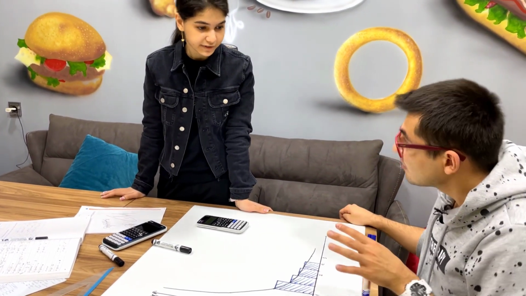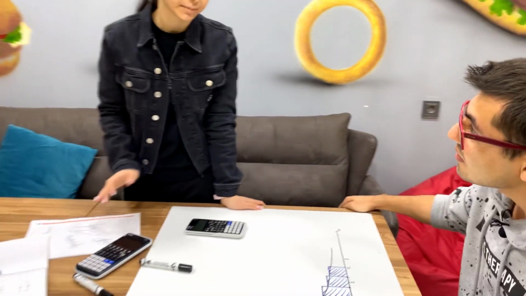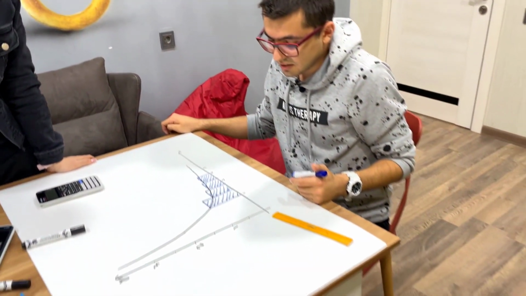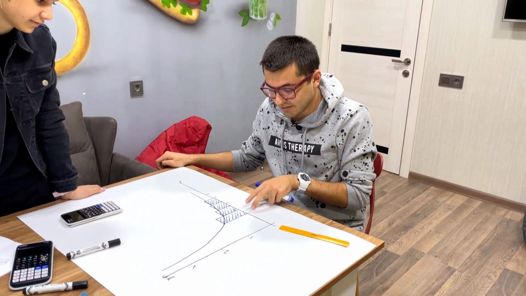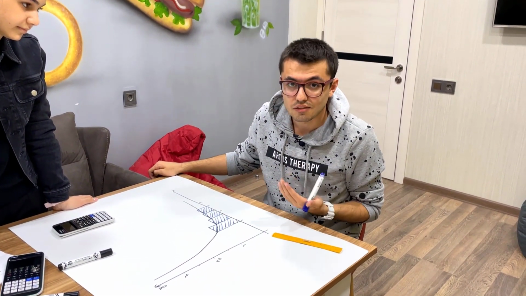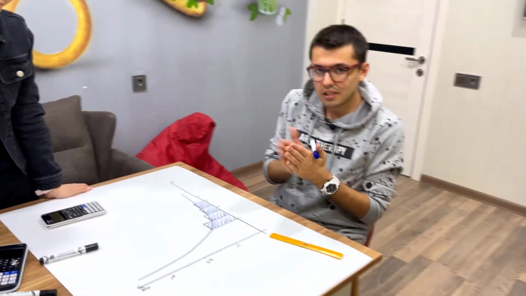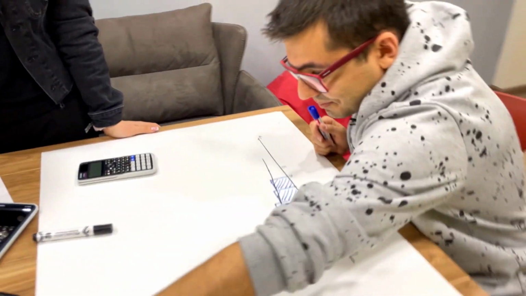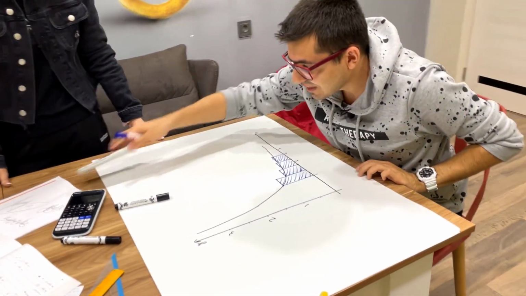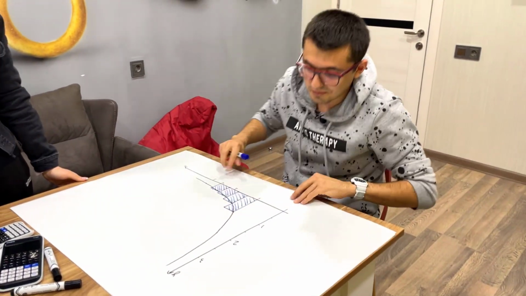But are there any ways to make a more precise approximation? What Riemann thought about is to divide it into 8 intervals. Let's increase the number of rectangles a little bit and see what we get. Don't repeat it at home because it's dangerous.